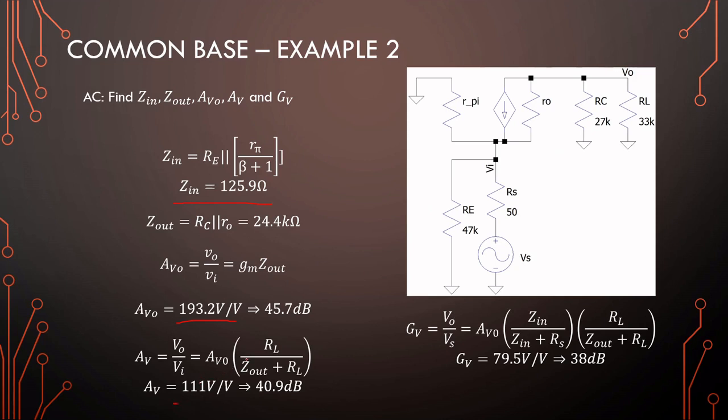Loading, our output impedance and our load resistor are technically very close to one another, so this is roughly a half. And for the input, we have 50 here and 125, so the loading effects for this example won't be as harsh as example 1, and we end up with 97.5 volts per volt gain.